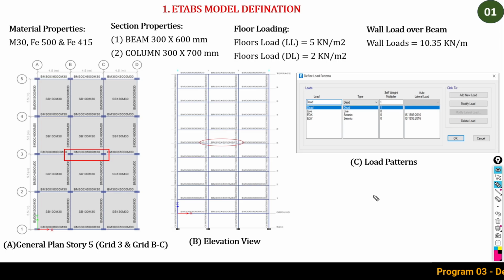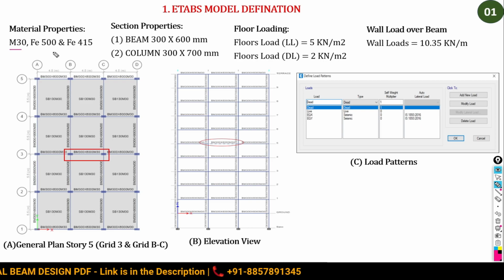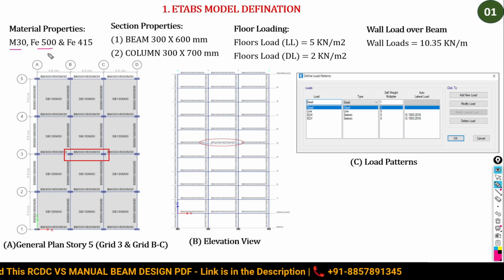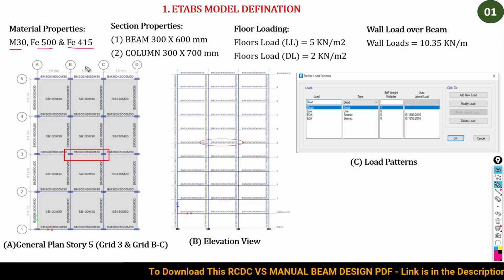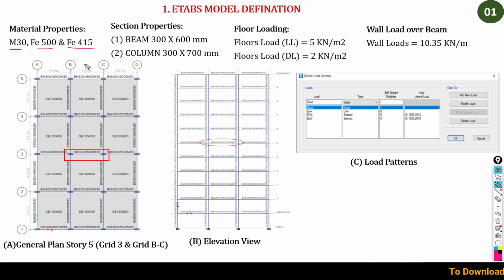First of all, try to understand the model definition. Here it is a G plus 9 floor building, and the material properties used were M30 for the concrete, Fe500 as the grade of main reinforcement and Fe415 as the grade of shear reinforcement. You know very well, IS 456-2000 has limited the maximum grade of steel for the shear reinforcement to Fe415. So I'm considering that it is in your knowledge.